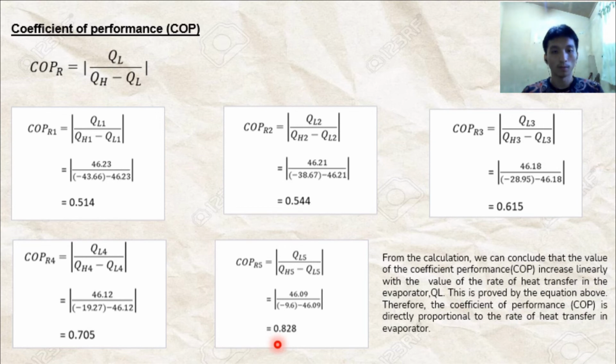From this calculation, we can conclude that the coefficient of performance COP increases linearly with the rate of heat transfer at the evaporator, which is QL. This is proven in the equation. Therefore, we can conclude that the COP is directly proportional to the rate of heat transfer in the evaporator.